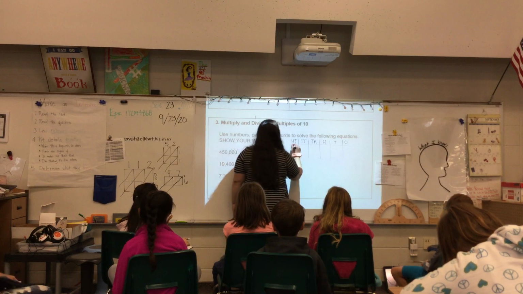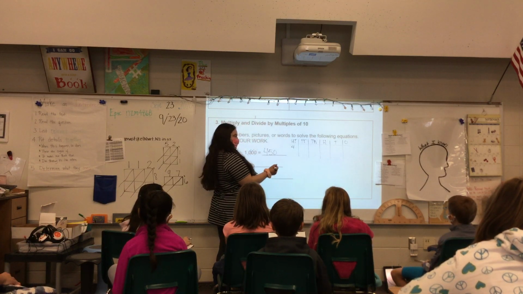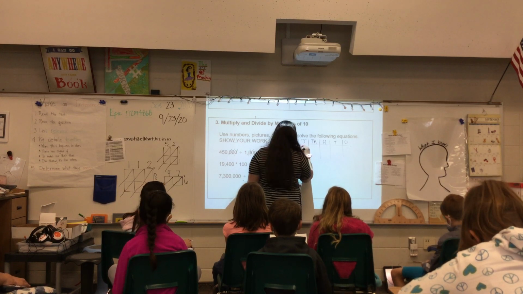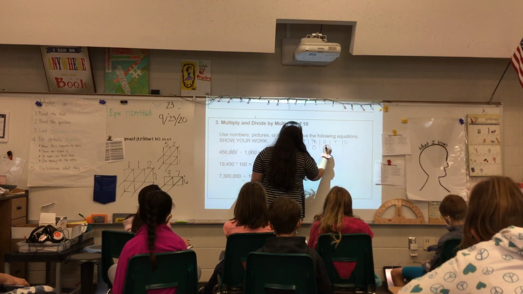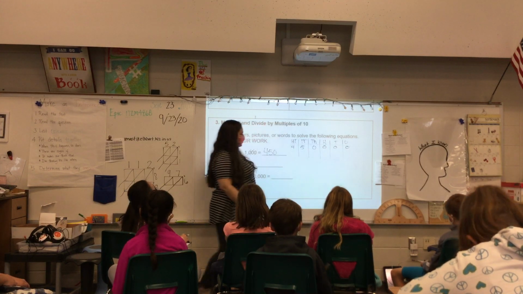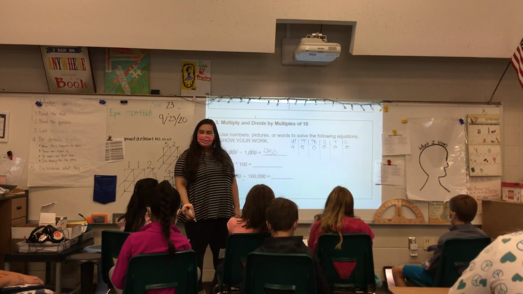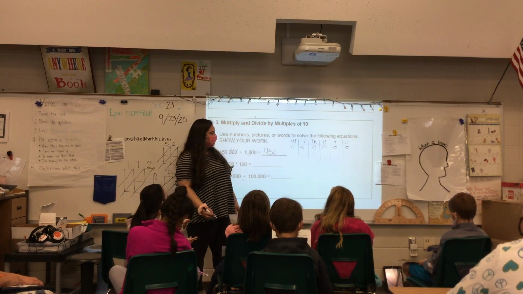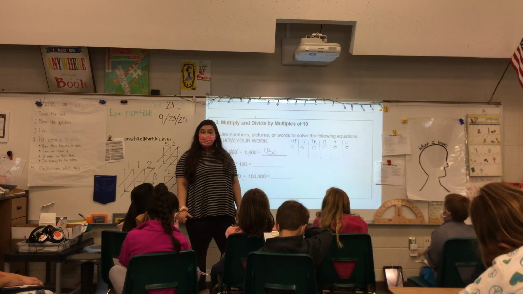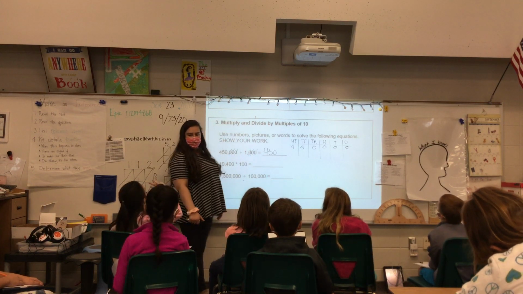400,000. 4 in the 100,000s, 5 in the 10,000s, 0 in the thousands, 0, 0, 0. The commas, here we go. You said we're moving to the right, which I agree, because we're getting smaller when we're dividing. How many total spaces to the right are we moving if it's divided by 1,000?